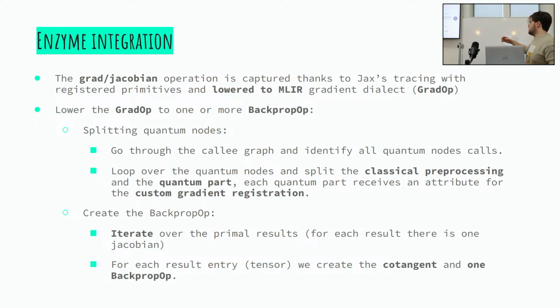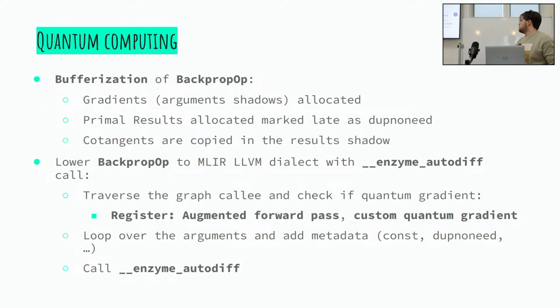iterate over the primal results. So, for example, if you have a Jacobian, potentially you can have something that is not just a float at the end, but that is a tensor. So first you iterate over all the results, and for each of those results, potentially there are tensors. We will loop over each entry, and for those entries, we create a cotangent, one hot cotangent, and a backprop op. After that, for the backprop op, we will bufferize this operation.